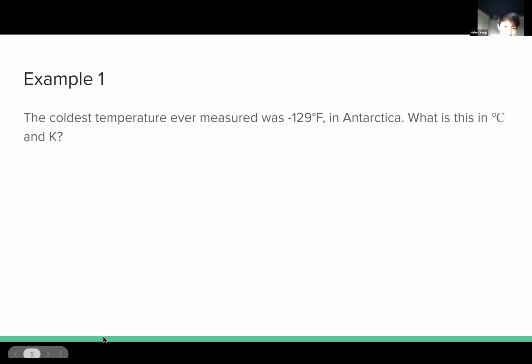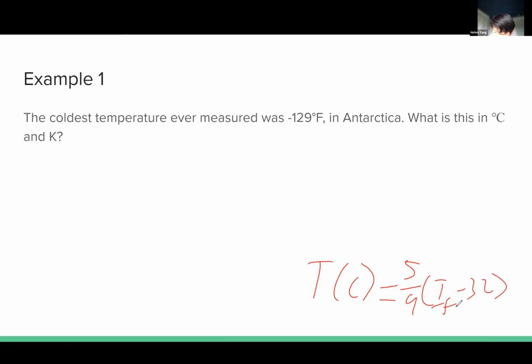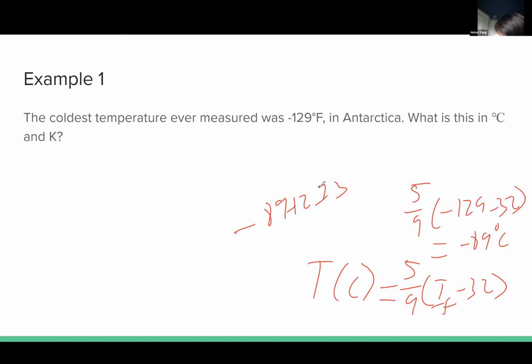Okay, so it asks: the coldest temperature ever measured was negative 90 degrees Fahrenheit in Antarctica. What is this in Celsius and Kelvins? So using the equation 5/9 times (TF minus 32), it's 5/9 times (negative 90 minus 32)... That equals negative 89 degrees Celsius. And then for Kelvins, it's just negative 89 plus 273, which is 184.